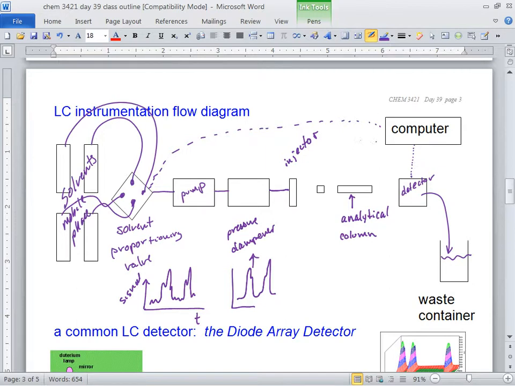We forgot about our electrical connections. Right? That pump better be connected to the computer. Pulse dampener had better be connected to the computer. The injector better be connected to the computer, so you know when it's injected, so then you know when time 0 is. Okay. So this analytical column, if it's around $400, you're going to want to protect it.